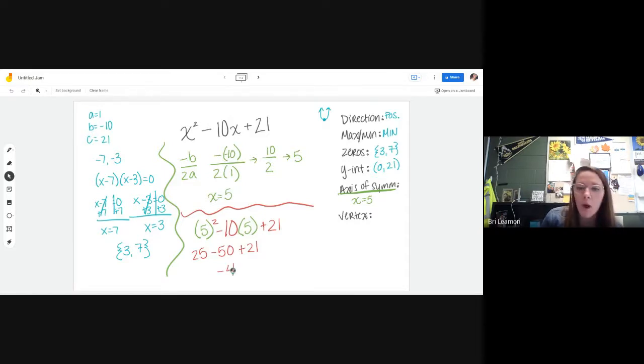So this is the y value of my vertex. If I'm writing my vertex here, I'm going to say I have a 5 for my x value, because that's what I have here for x, and then a negative 4 for my y value. So my final vertex is 5, negative 4. Remember, we want to keep that as an ordered pair.